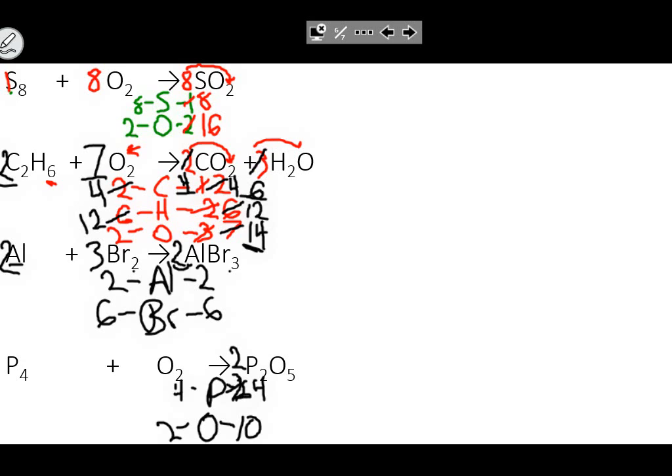And over here I got 2. So I put 5 up front. So P4 plus 5 moles of O2 go to make 2 phosphorus oxide, or P2O5.